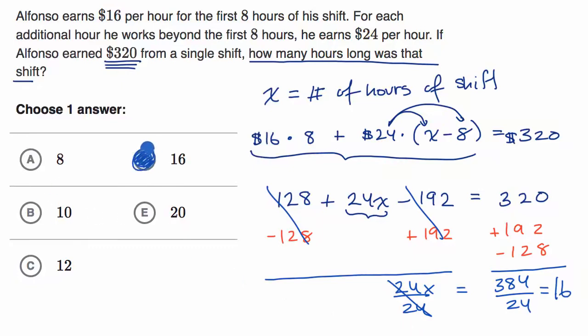Now, there might have been another way to do this. You could have tried out values. You could have said, okay, if Alfonso works 8 hours, well, that's too little, 10 hours, and keep trying values where for the first 8 hours, you do 16 times that, 16 times 8, and then after that, each incremental hour is $24 an hour. So it depends which strategy works better for you. But the algebraic way will definitely, if you do it in a logical way, get you to the right answer.